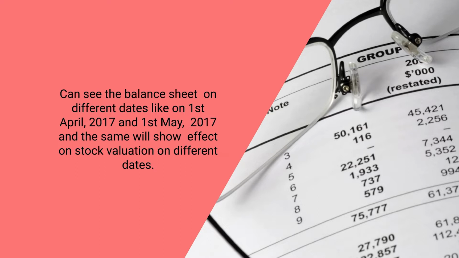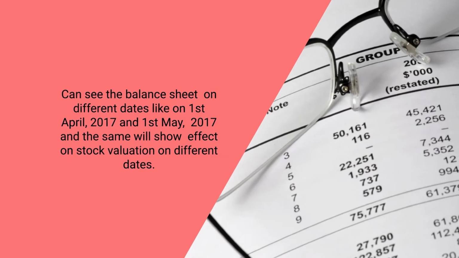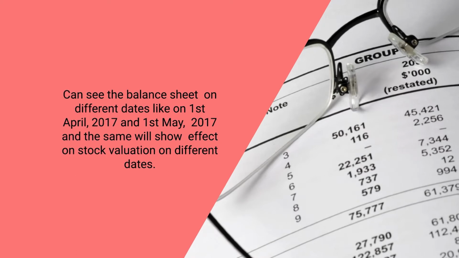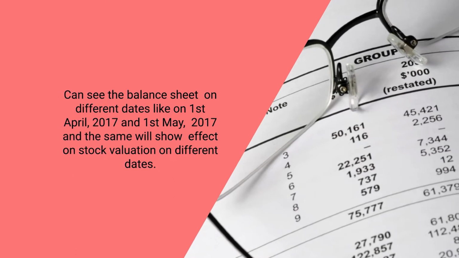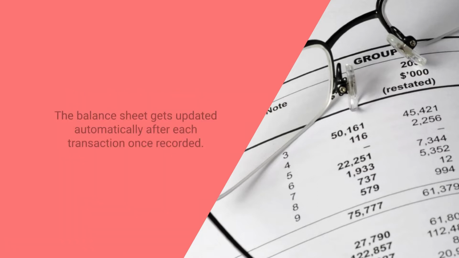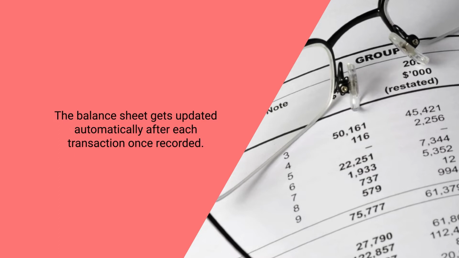Since the balance sheet is prepared automatically by Tally ERP9, in manual form you cannot see the balance sheet beforehand. It means you have to prepare the balance sheet if you want to see it before 31st of March. But financially, the balance sheet is always prepared on the 31st of March only. The balance sheet gets automatically updated after every transaction once it is recorded. So you can see it in between also.